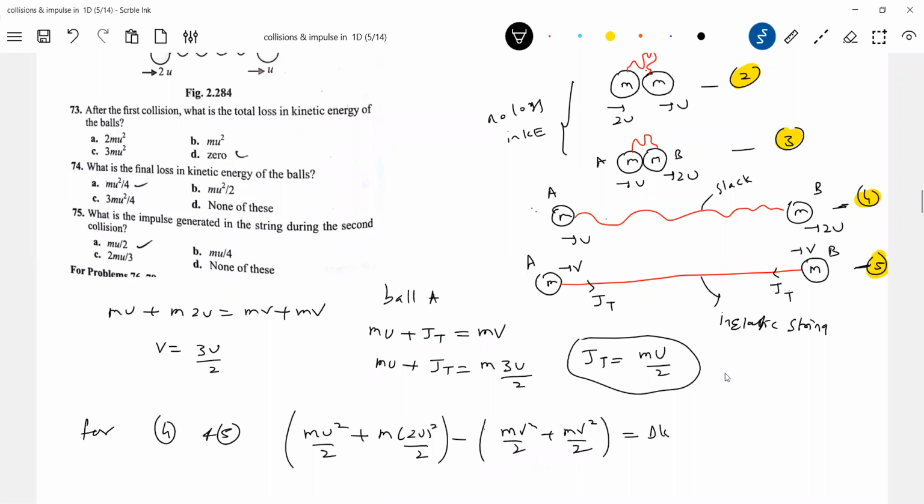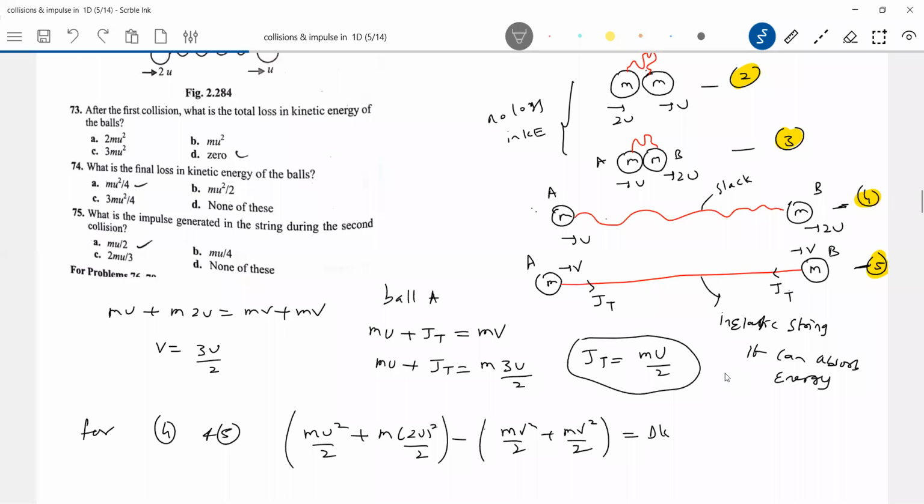Usually whenever a string, we'll call that inelastic. It will absorb energy. It can absorb energy. Better you write it. If a string absorbs energy, what will happen to that energy? It will be converted into either an increase in its temperature, an increase in its potential energy, or it can be used to elongate. Since the coefficient of linear expansion is very small, we neglect the elongation of the string. So anything can happen here.